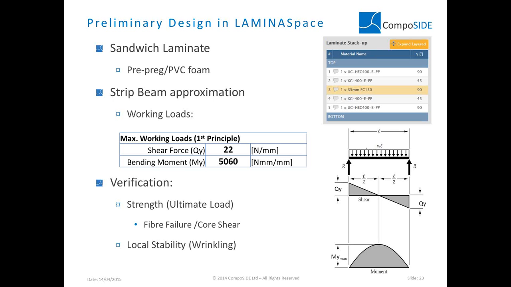So we decided to go for a sandwich laminate, pre-preg with PVC foam. We are going to orientate our reinforcement to align it with the transverse shorter span of the panel, because this is where we really need the material, stiffness and strength. And we are going to allocate thickness to the core based on this initial shear force and the strength of the core. We decided to run with a 35 millimeter core. Okay. What we are going to check in Lamina is strength and local stability. This is something that in most FE packages is not done.